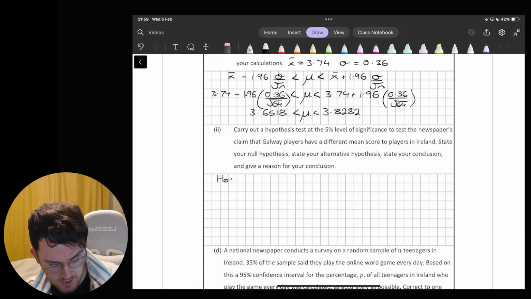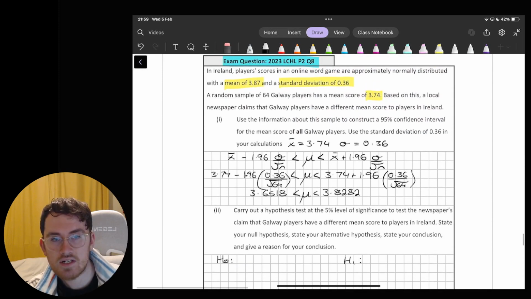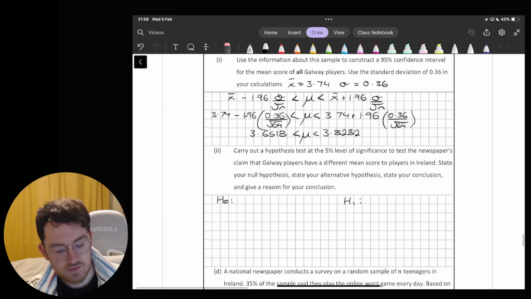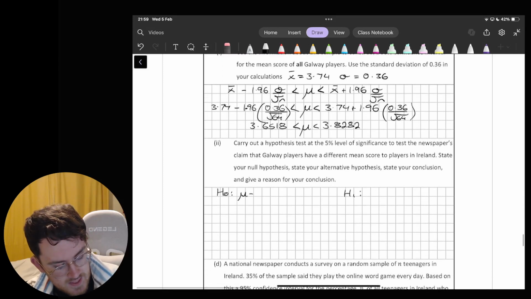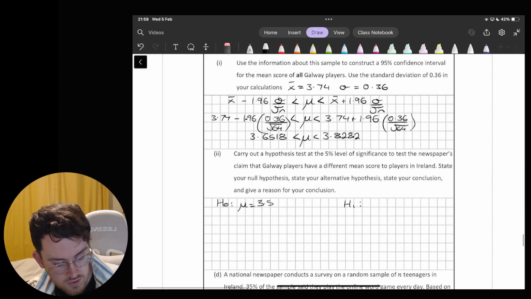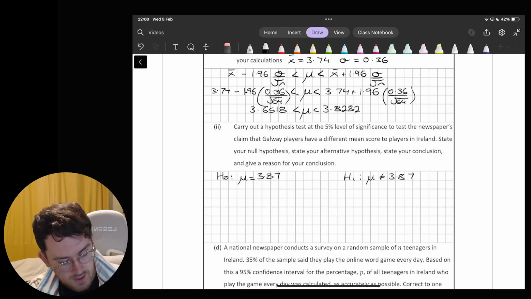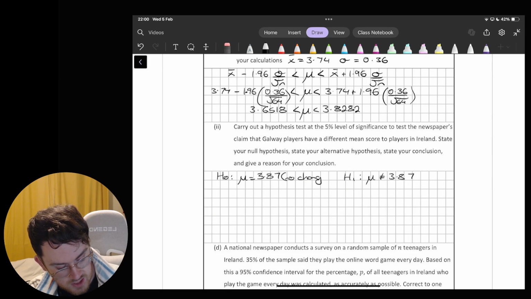So let's state our hypotheses first, always our first step, as we're testing the newspaper's claim. So the newspaper's claim was that they have a different score. So we're going to test whether the score has changed or not. We're going to say, first of all, that it has not changed, and we're going to test whether that can be taken as true or can be rejected.